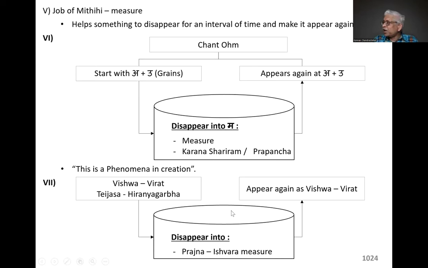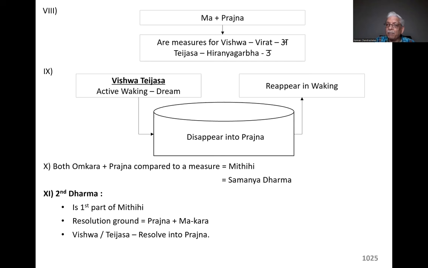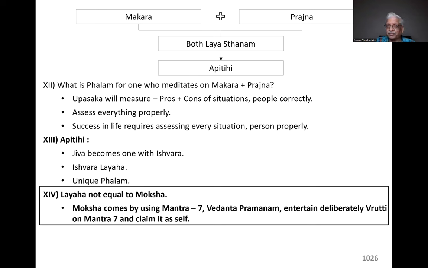See how beautifully this is explained by Shankara. He says that like you are measuring a grain into a measure and then you take it out, similarly, waking state and dream state are all going and resolving into this sleep state. And then they appear again from the sleep state. They reappear again in the waking state. Therefore, it is called miti. Miti means it is a resolution ground. So it is a resolution ground and it is of the form of a measure. Layah is not equal to moksha. This is a very, very important point you should remember. The sleep state is not regarded as the state of moksha.